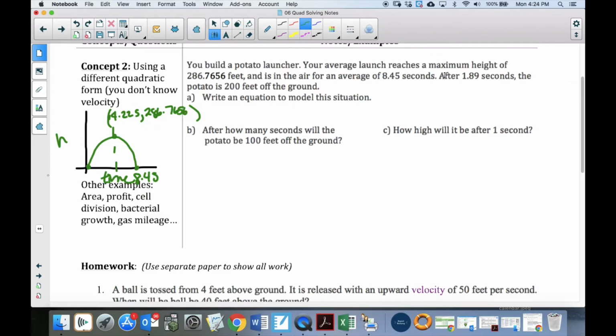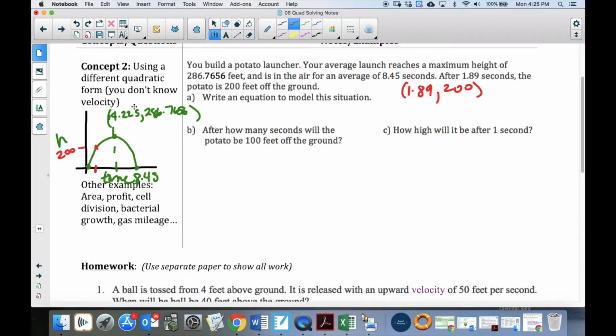Oh, we also have another one. After 1.89 seconds, the potato is 200 feet off the ground. Let's think about where that is on our graph. 1.89 seconds, maybe about here. And they're saying when that happens, that it's about 200 feet over here. So we have a point there that we can use. I'm going to write it up here. That point is 1.89 and 200 feet off the ground. So this is going to be a point that we could use.